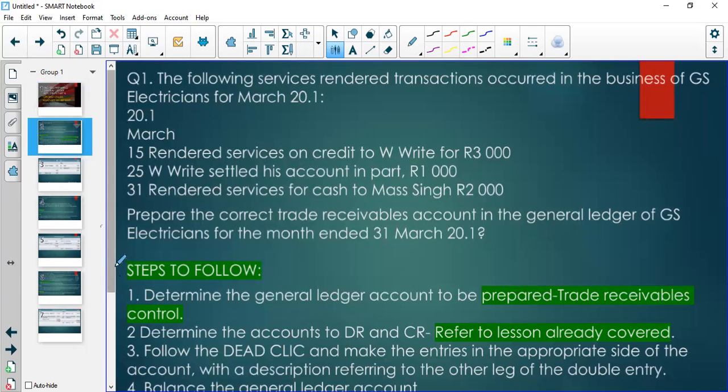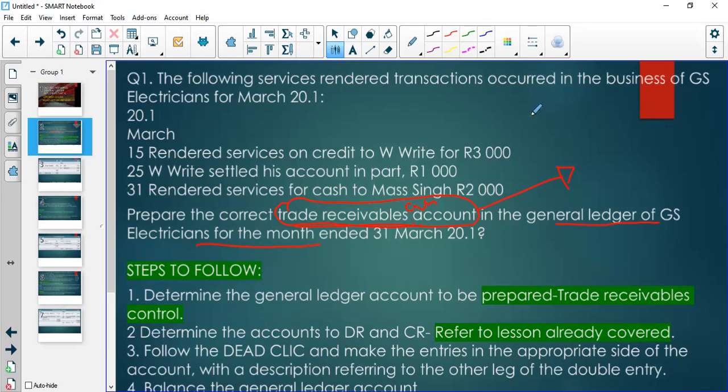So we're going to start with preparing the trade receivables control account in the general ledger of GS Electricians. The first thing you need to be able to do is define what a trade receivables control account is. It is a general ledger account that you use if you render a service or sell to a customer on credit. In other words, you do something for the customer, the customer doesn't pay you immediately, but you need to record that.